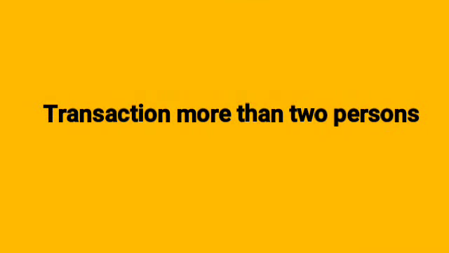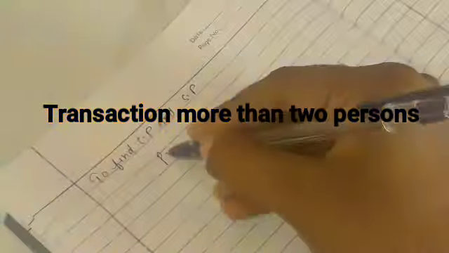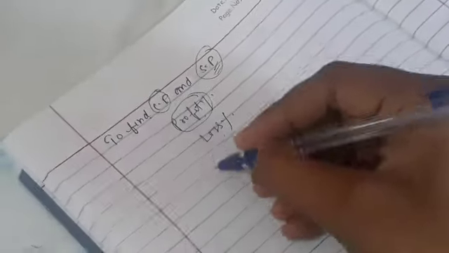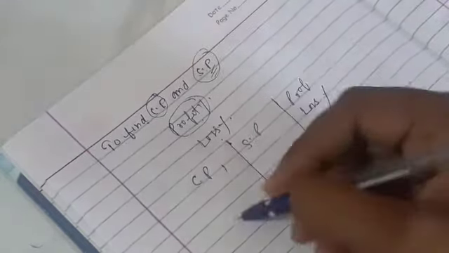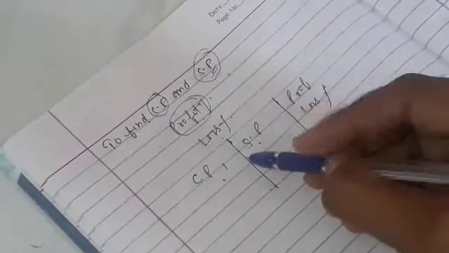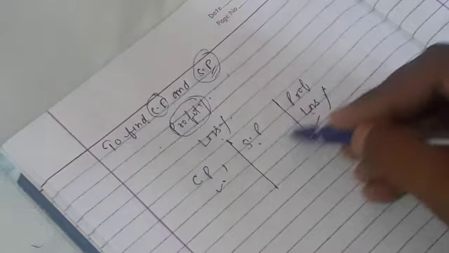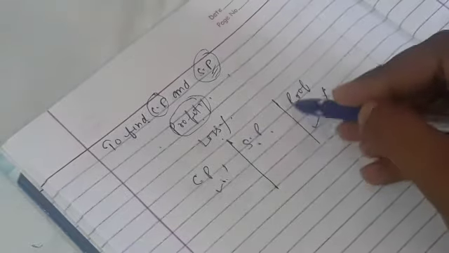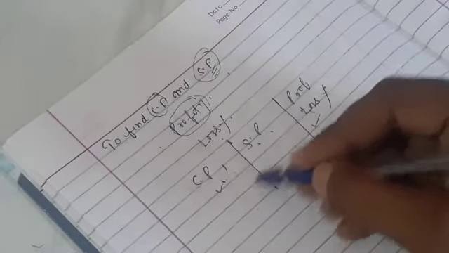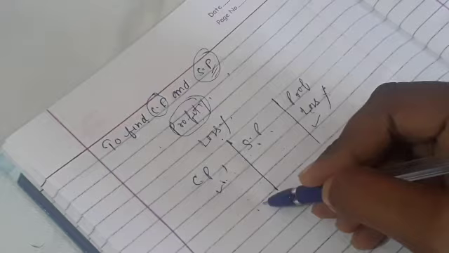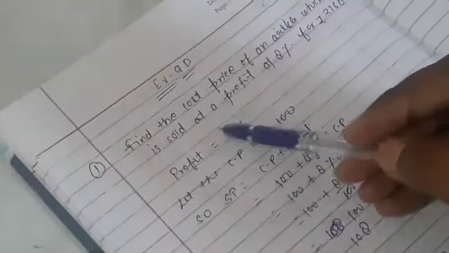Class, our today's new topic is to find SP and CP when they give you profit percent or loss percent. CP, SP, and profit and loss percent are three important terms for solving the questions. They provide you two of them and ask you about the third one. So how do you calculate this? For this, you have to remember all the formulas which you already read in the last video or last chapter. So now this is a question.